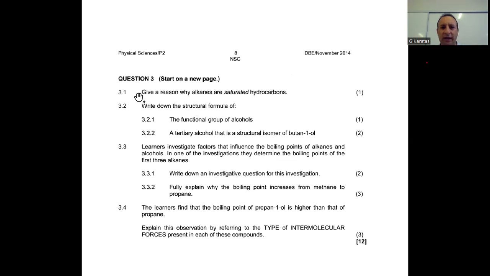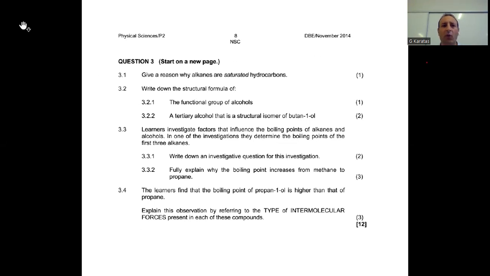The question starts as, give a reason why alkanes are saturated hydrocarbons. The reason for alkanes to be saturated compounds is that they have only single bonds between carbon atoms. Or you may say there are no multiple bonds between carbon atoms. That is another option. But you can just go with only single bonds between carbon atoms.